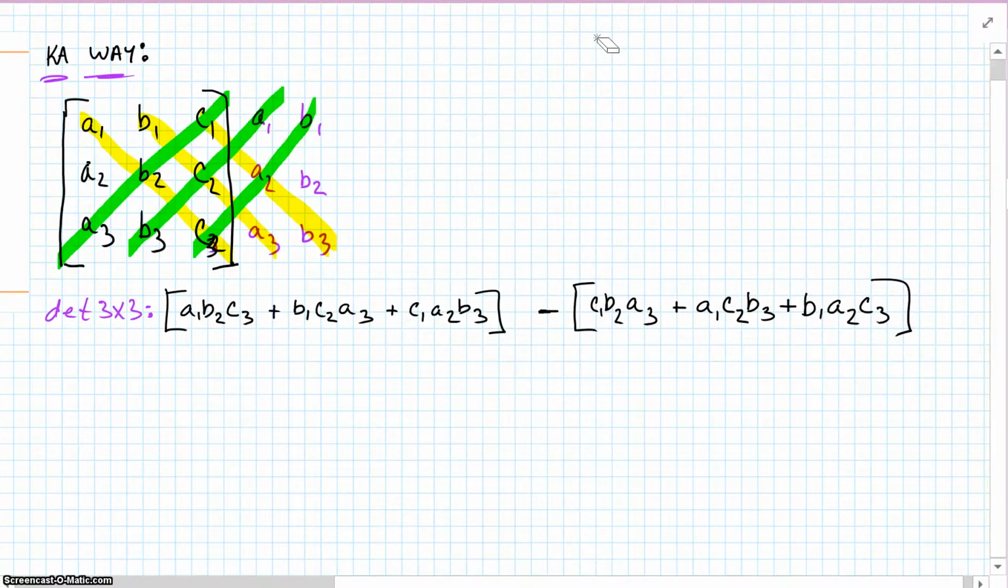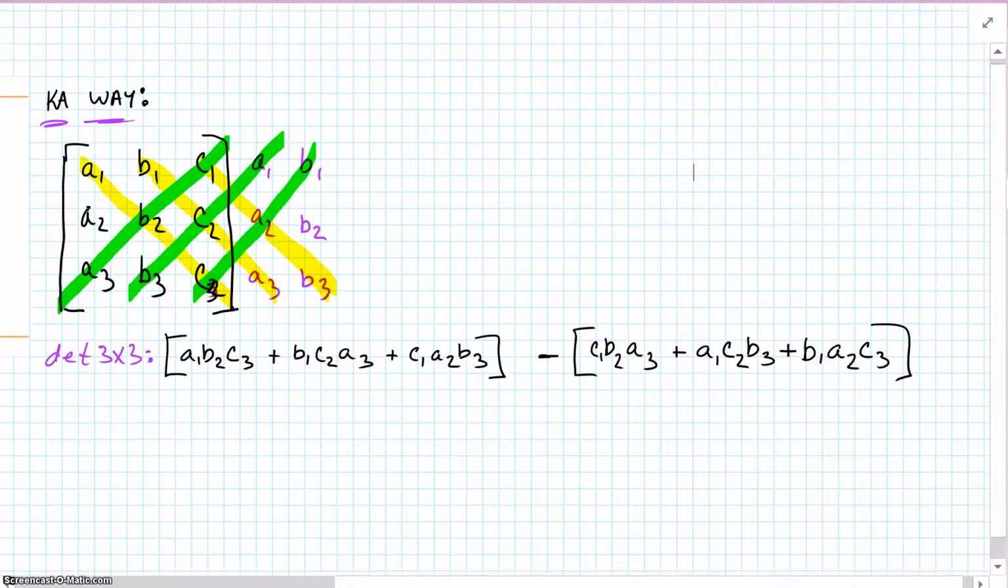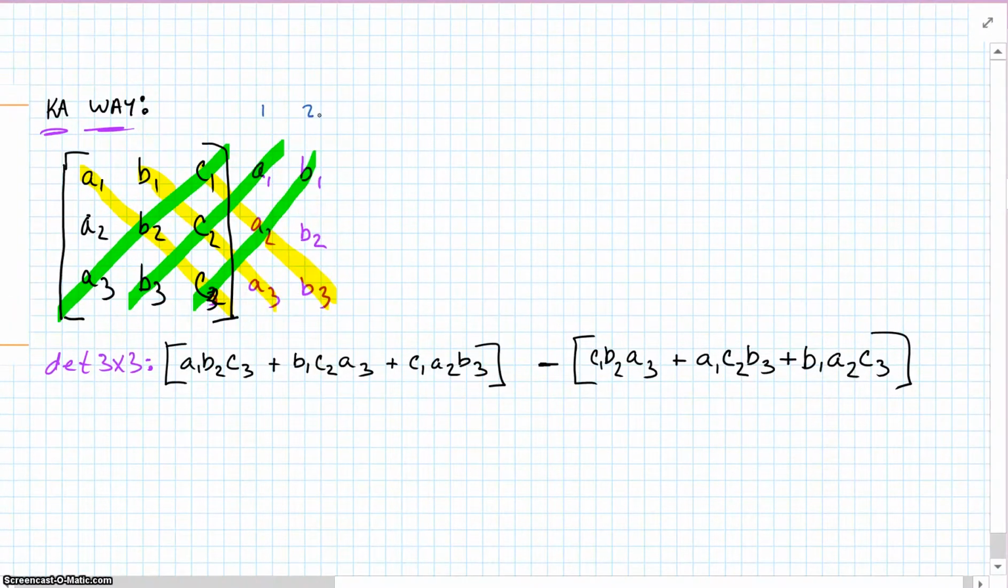First thing we're going to do is rewrite the first two columns, column 1 and column 2, right next to our 3 by 3 matrix. And then we're going to take the three diagonals, A1, B2, and C3, the way it's labeled. We're going to multiply those three together. We're going to find the product of each diagonal, and then add those together. So I'm going to have the product of A1, B2, and C3 plus the product of B1, C2, A3 plus the product of C1, A2, B3.